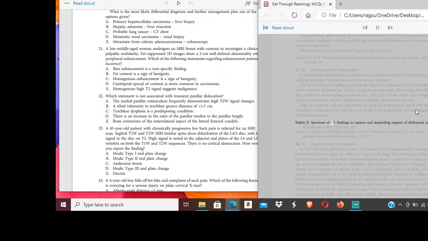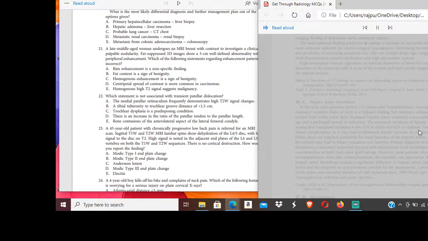Rakita D. Spectrum of CT findings in rupture and impending rupture of abdominal aortic aneurysms. Radiographics. 2007; 27: 497-507. Singh A. Emergency Radiology: Imaging of Acute Pathologies. Imaging of acute aortic conditions. New York, Springer Science and Business Media, 2013.